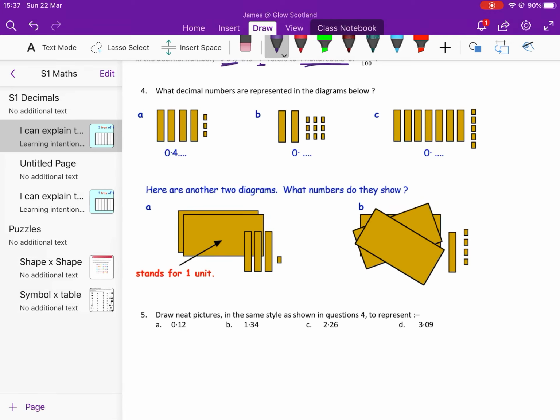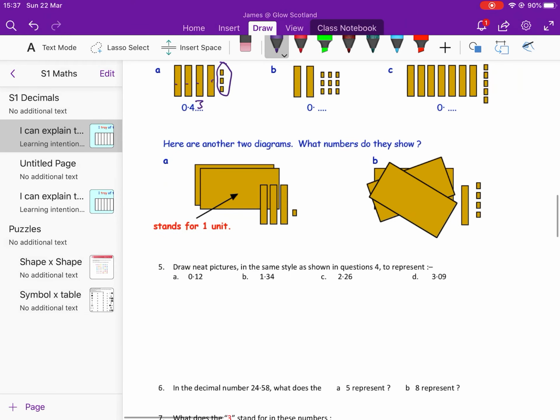Okay, so what we've got here are a couple of further examples. So for 4a, it's giving you 0.4 because there's 1, 2, 3, 4 tenths, and then we've got 3 hundredths there, so that means that this bit there is going to have a 3 after it, so I'm going to end up with 0.43. The big bits again will give you 1 whole unit, so that will give you a number before your decimal point other than 0.